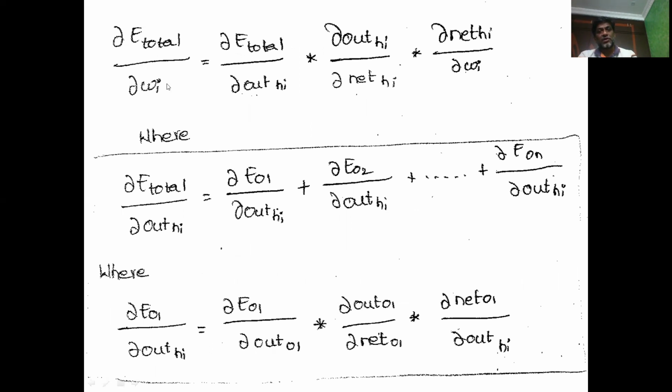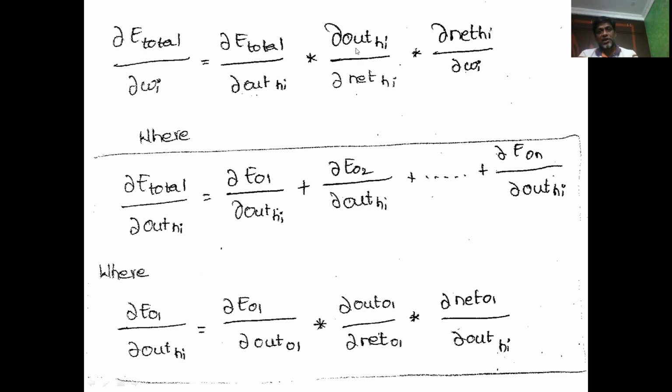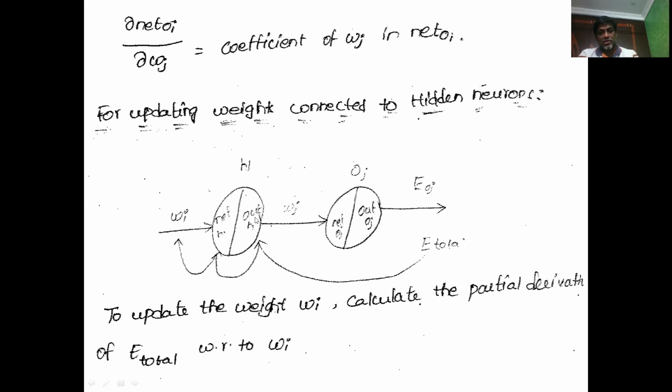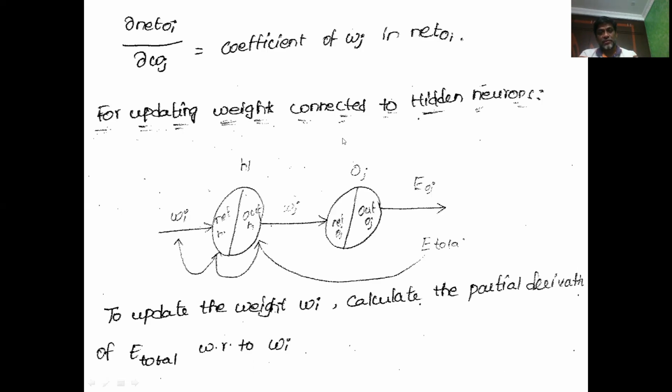We use the same process to consider the formula. ∂E_total by ∂Wi is equal to ∂E_total by ∂out_Hi into ∂out_Hi by ∂net_Hi. How did you get this? Just follow these arrows. ∂out_Hi by ∂net_Hi, and finally into ∂net_Hi by ∂Wi. So this is how it comes.